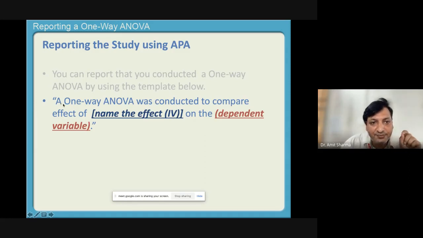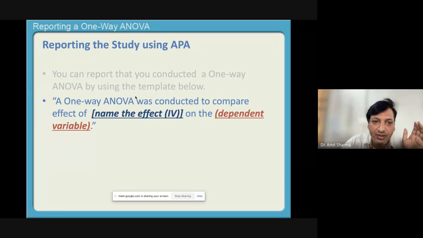This is the writing style. You have to quote that a one-way ANOVA was conducted. Now, instead of conducted, you have another option. You can write performed. Most of the researchers are writing conducted, but if all persons are using the same format, there will be chances of your paper being flagged as plagiarized.